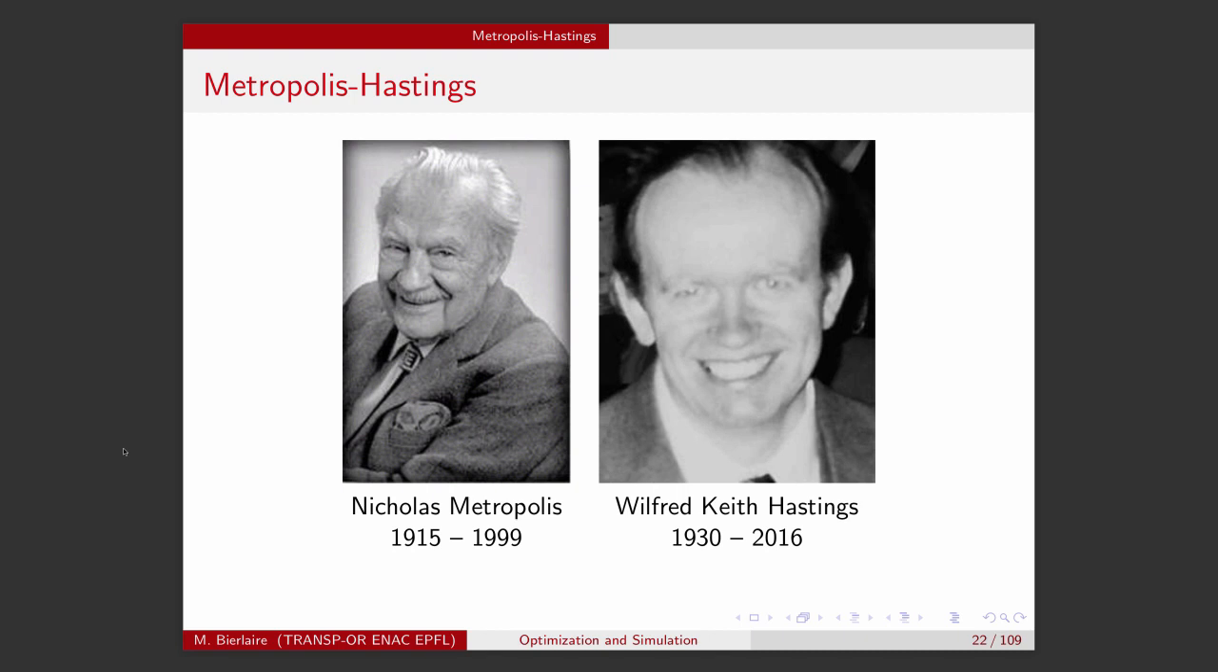And this is really what the Metropolis-Hastings algorithm is doing. So this takes the name of two researchers, and we will actually see examples of the two versions of the algorithm when I deal with examples. So Metropolis was the one who introduced the concept, and Hastings generalized it.